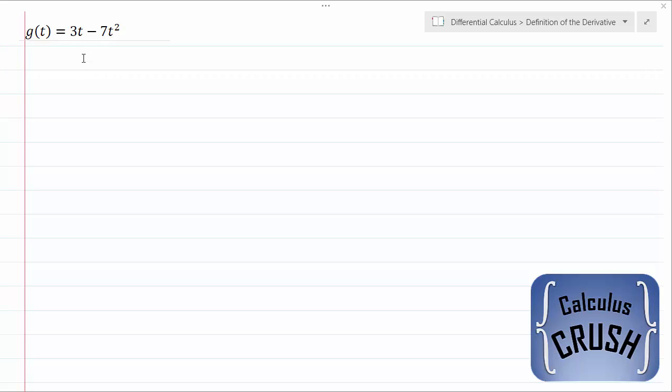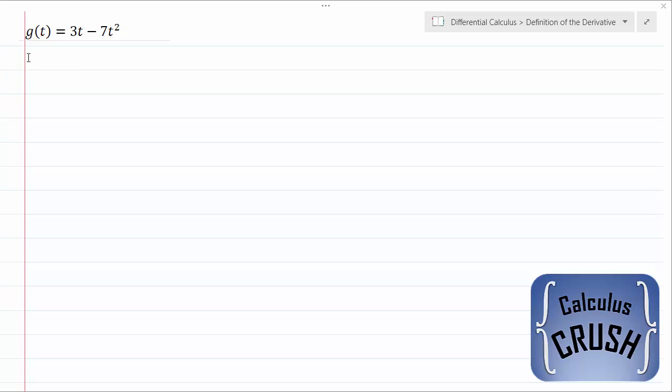But if you didn't know the power rule and all you knew was the definition of the derivative, it takes quite a bit more work to find that derivative. So let's use the old-fashioned method, the definition of the derivative, to determine g prime of t.